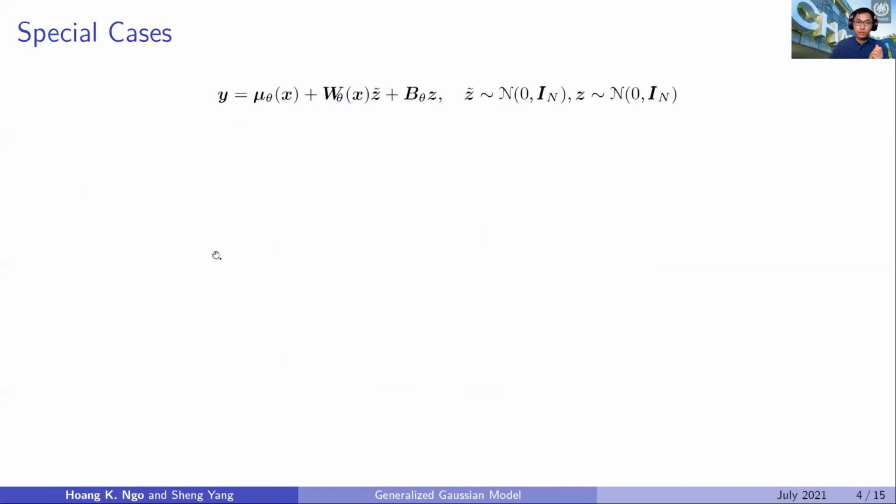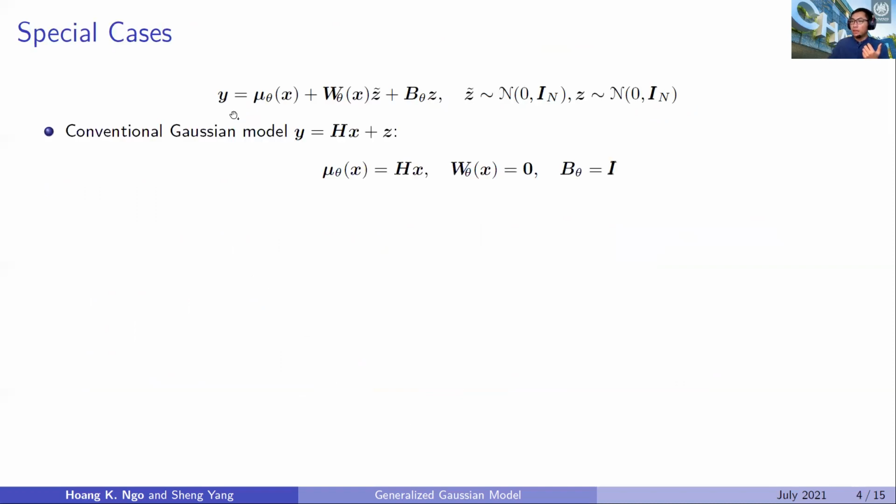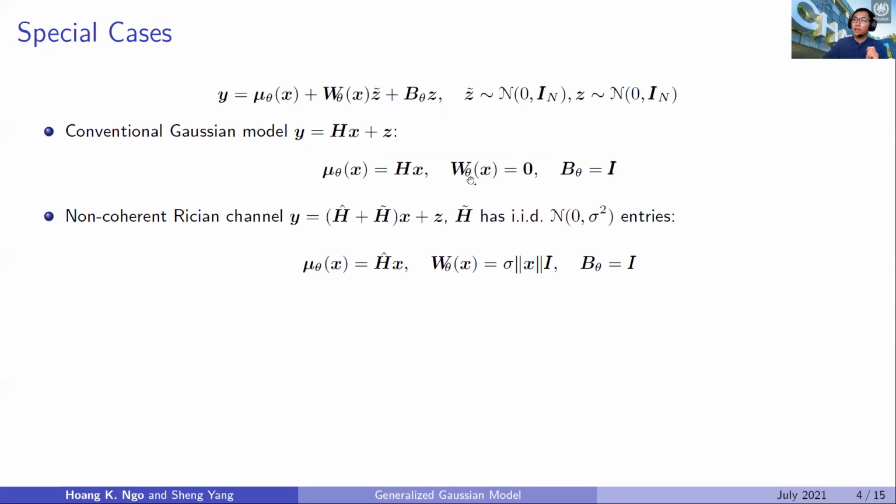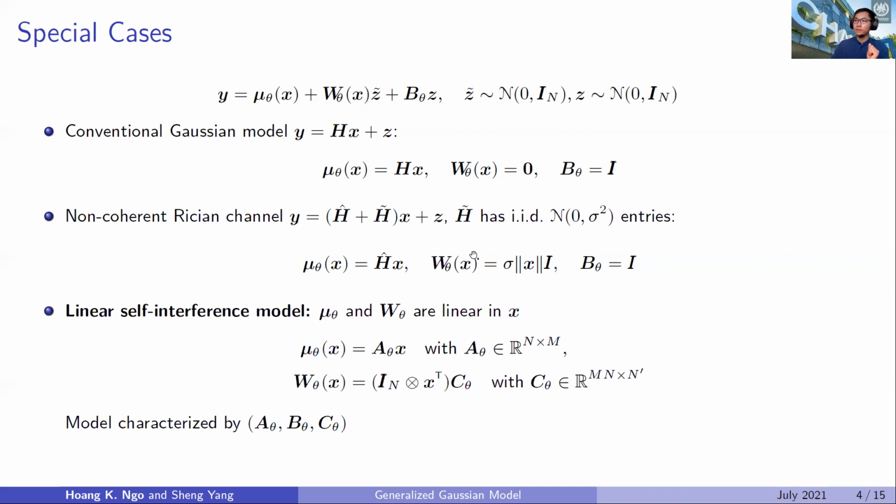Here are some special cases. The conventional Gaussian model is a special case of this generalized Gaussian model if we let the mean be the product between the channel matrix and the input, and we assume that there is no input-dependent noise. The non-coherent Rician channel is also a special case. The mean of the output is given by the product of the deterministic part of the channel matrix and the input, and the random and unknown part of the channel matrix will constitute a noise which is dependent on the input. Actually, the phase noise channel can also be characterized with this model, but we will address this channel later.